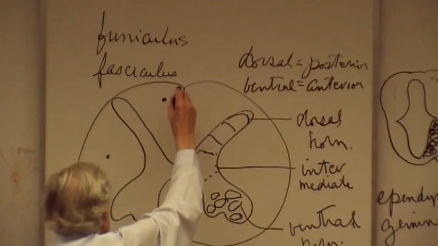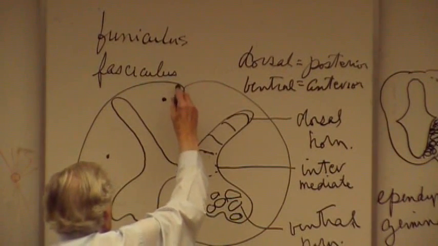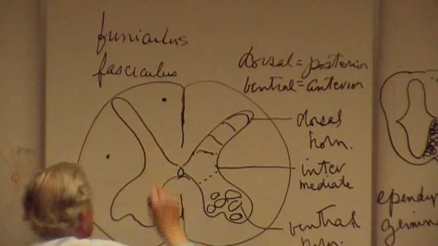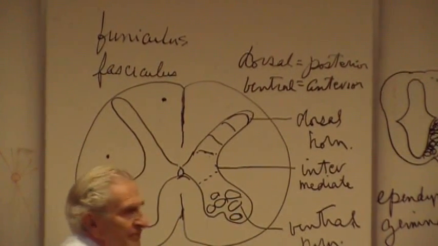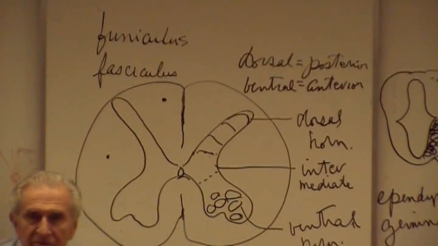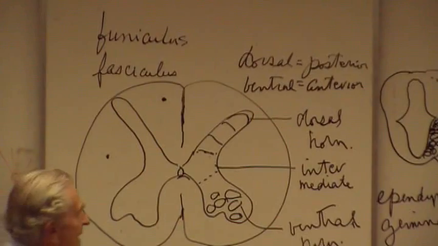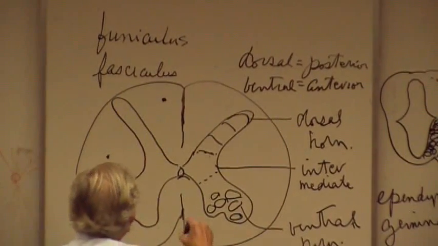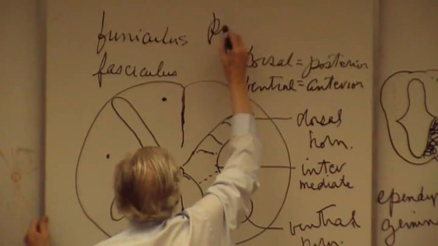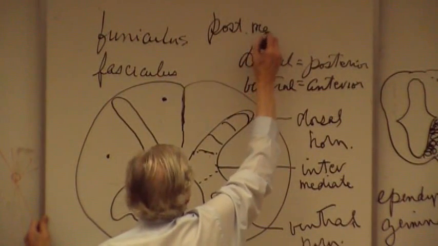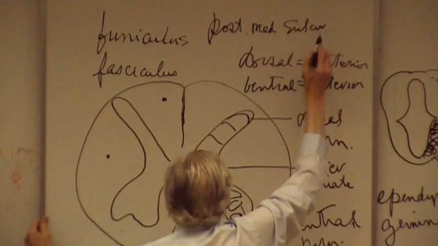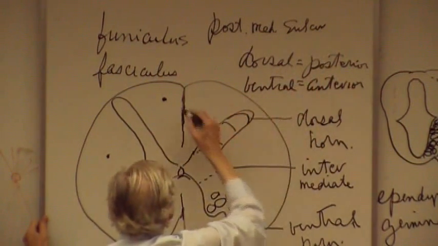You see this indentation or sulcus here, and this septum, on the dorsal or posterior side, that separates the 2 halves of the cord. That's known to everybody, for obvious reasons, as the dorsal or posterior medial sulcus and septum.